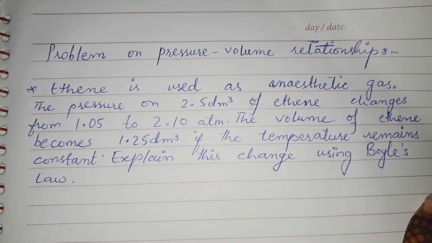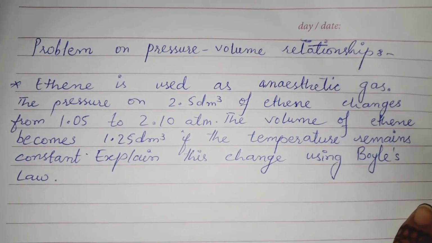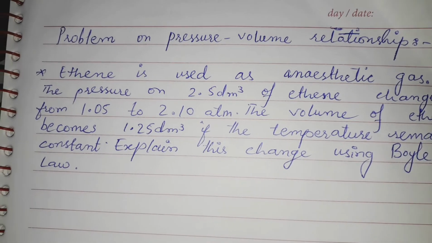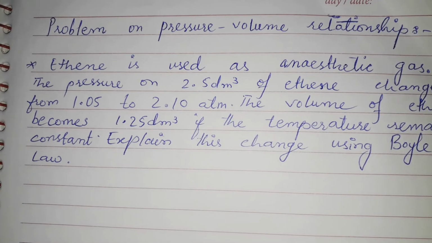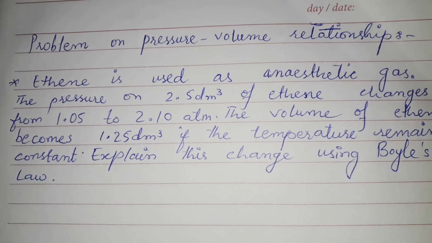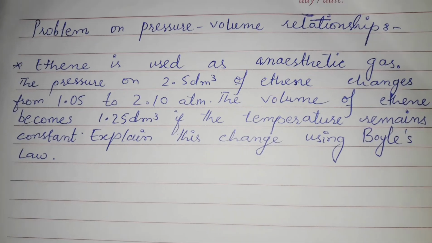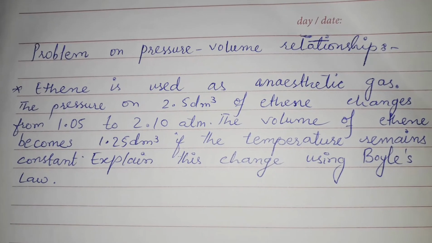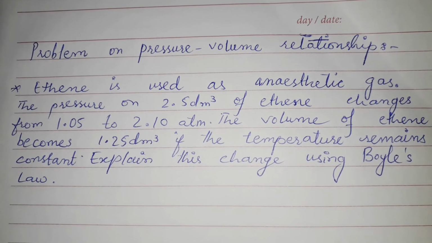We are going to discuss a problem on pressure volume relationship. The question says that ethene is used as anesthetic gas. The pressure on 2.5 decimeter cube of ethene changes from 1.05 atm to 2.10 atm. The volume of ethene becomes 1.25 decimeter cube if the temperature remains constant. Explain this change using Boyle's law.